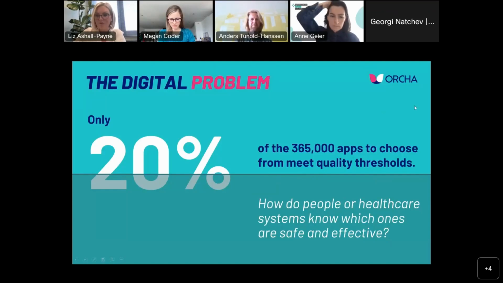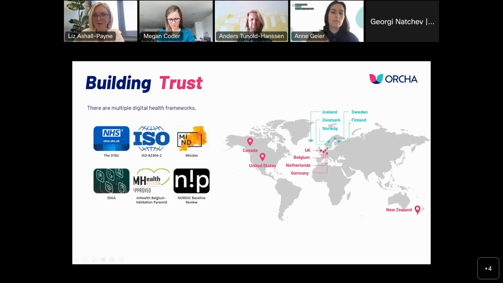And what we've heard already is a number of different digital health assessment frameworks from the panelists. So you've got the Nordic, we've also heard about the mHealth Belgium validation pyramid and the DIGA. Now there are lots of others as well. So you can see on the map, all these other areas also have digital health assessment frameworks. So here in England, we have something called the DTAC for the NHS. There's a new ISO standard across Europe. There's the Mindex in the Netherlands. There's the DAF in the United States, etc., etc.